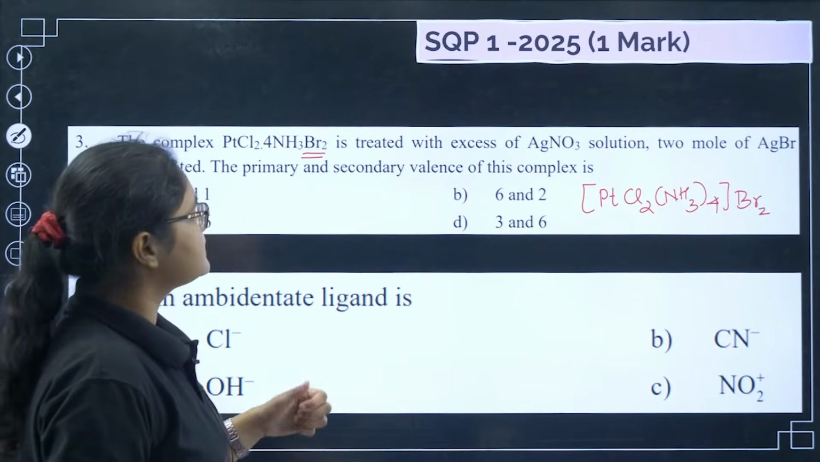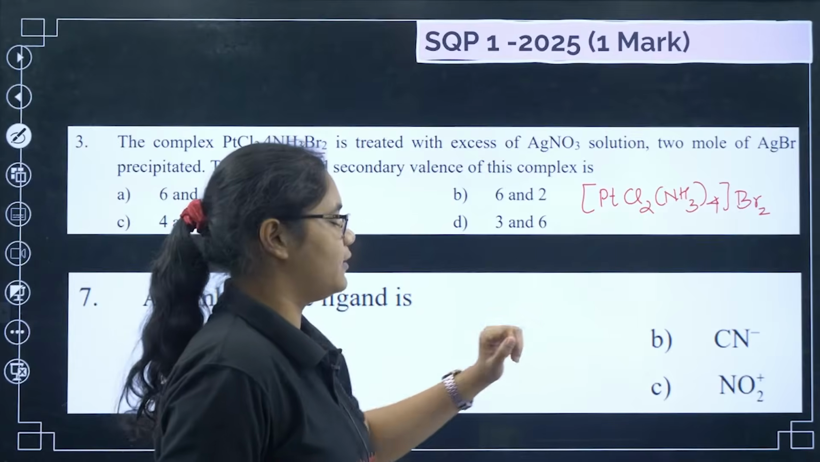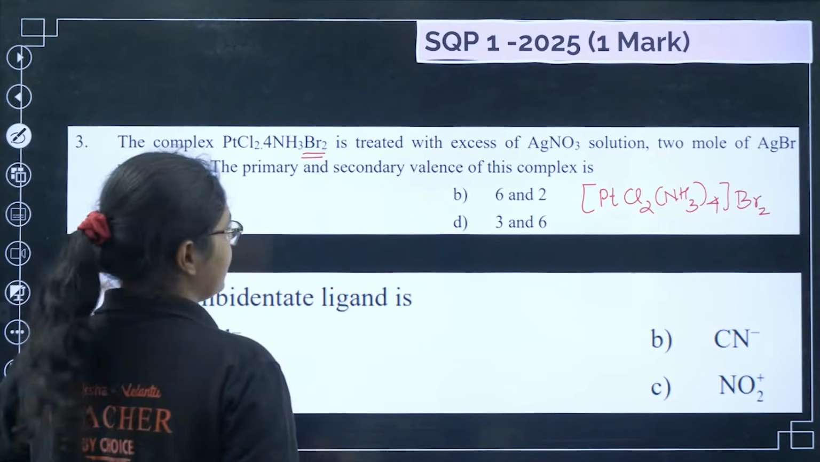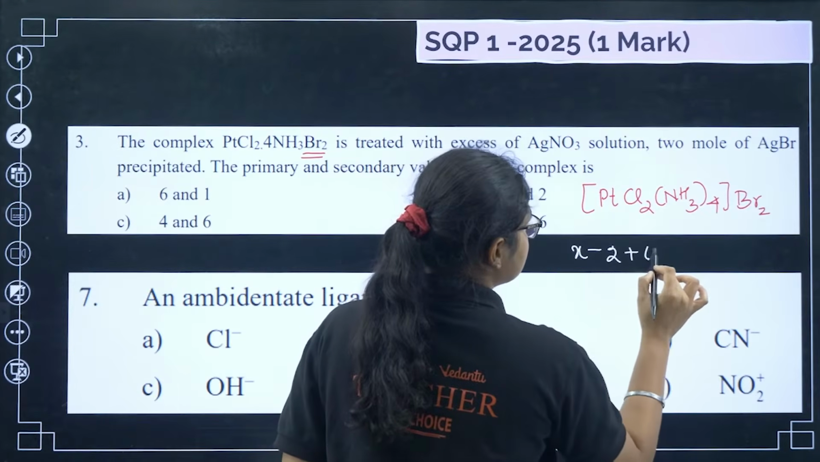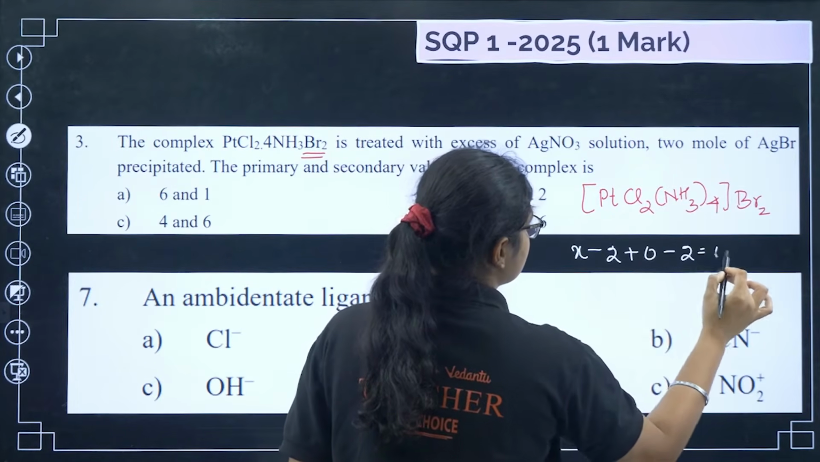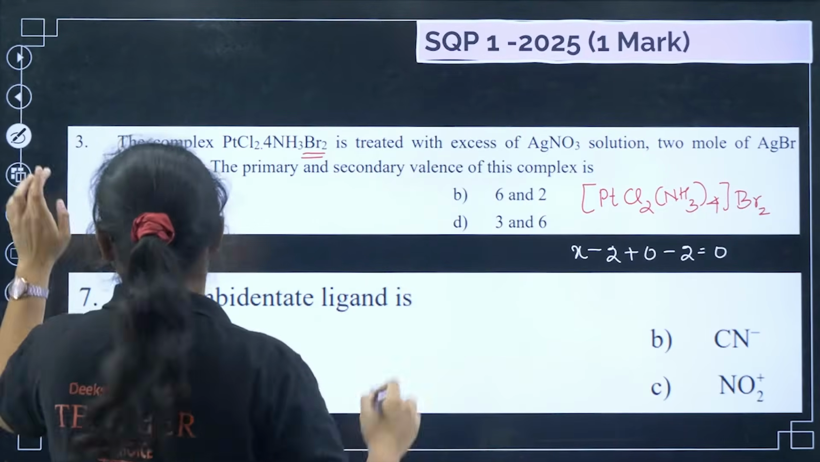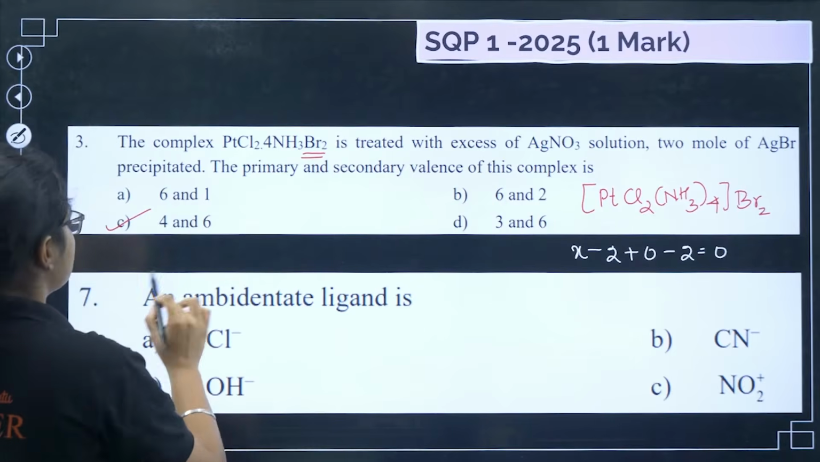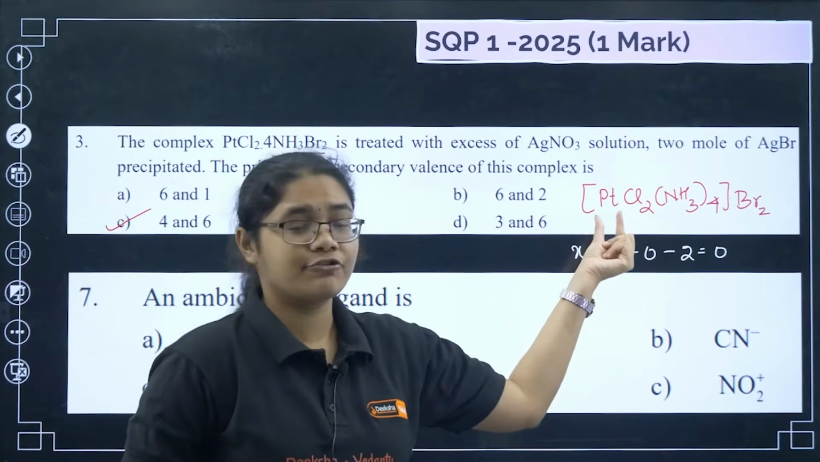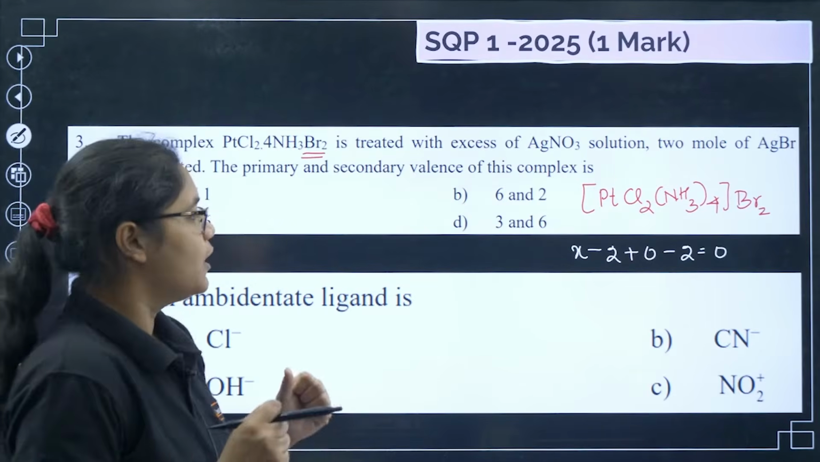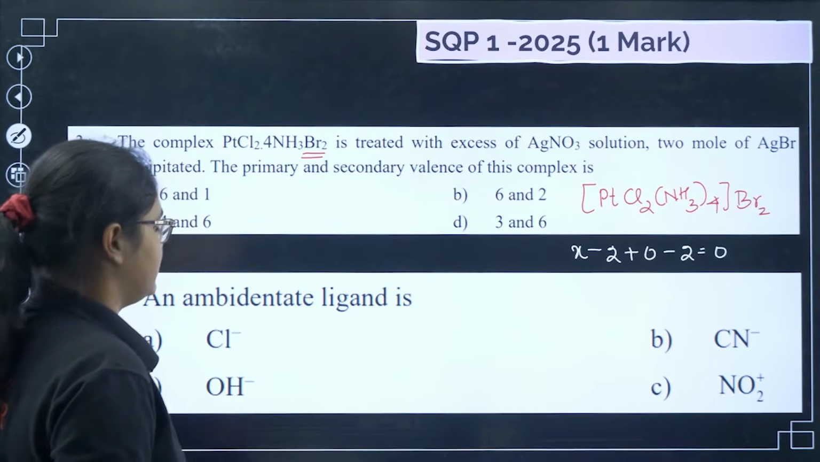Now what is the primary valency? We just need to calculate the charge of Pt. Let it be X. Chlorine is -2, NH3 is 0, Br2 is again -2, 0. That gives X equal to +4, right? So there is only one option with that, so that has to be the correct answer. Secondary valency is the coordination number. You can see 4 NH3 and 2 chlorine, so the coordination number is 6. So option number C.